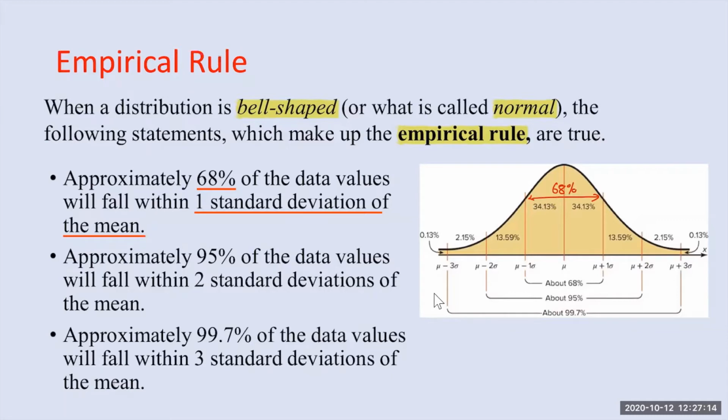Similarly, approximately 95% of the data values fall within 2 standard deviations of the mean. That is 2 standard deviations up and 2 standard deviations down from the middle, and the amount of data here is 95%. Similarly, approximately 99.7% of the data lies within 3 standard deviations of the mean. So if you go 3 standard deviations up and 3 standard deviations down, you'll see almost all the data, 99.7%. And this rule is called the empirical rule. It is the exact same rule that we explored in chapter 3.